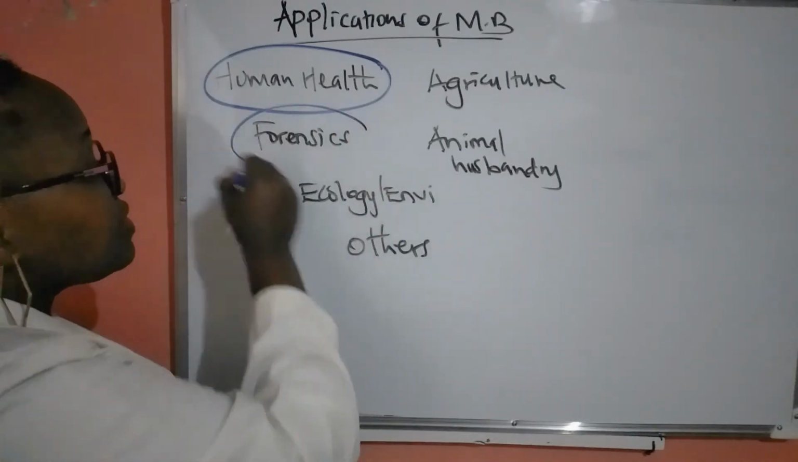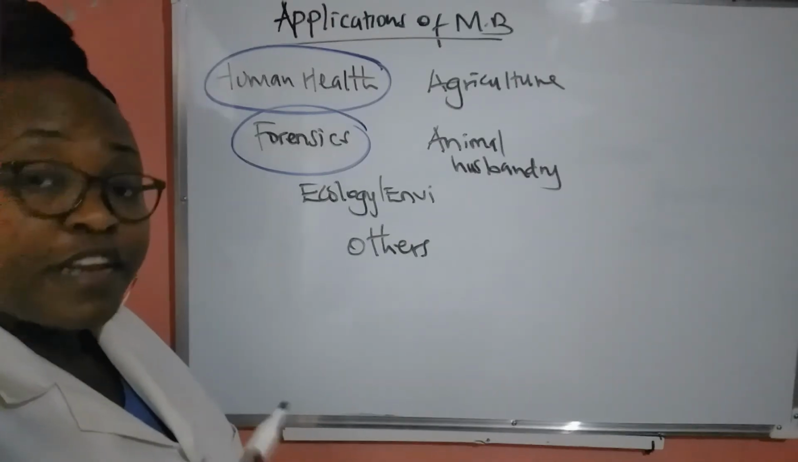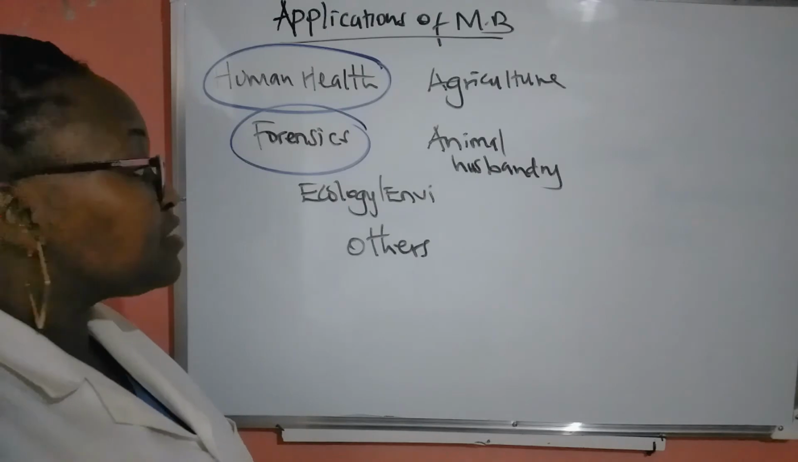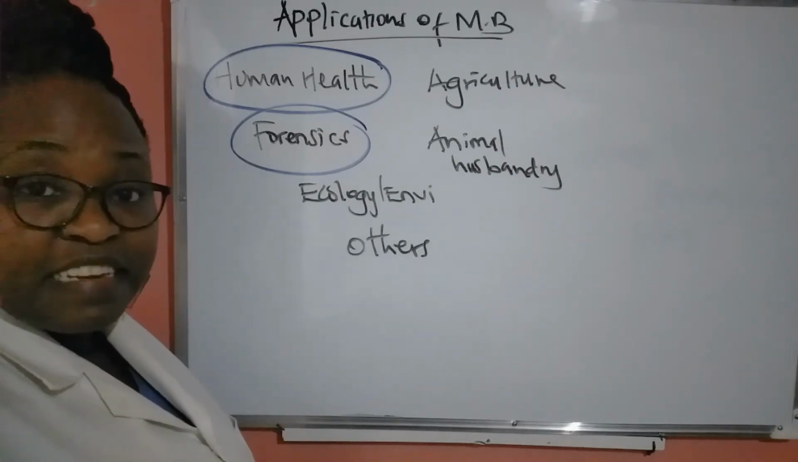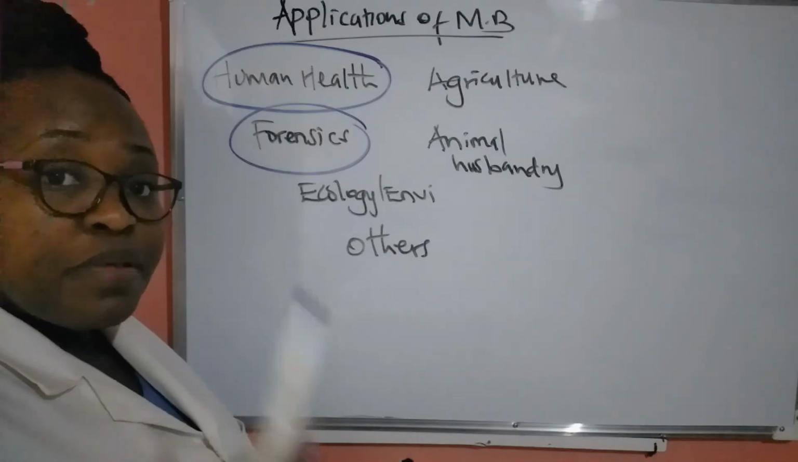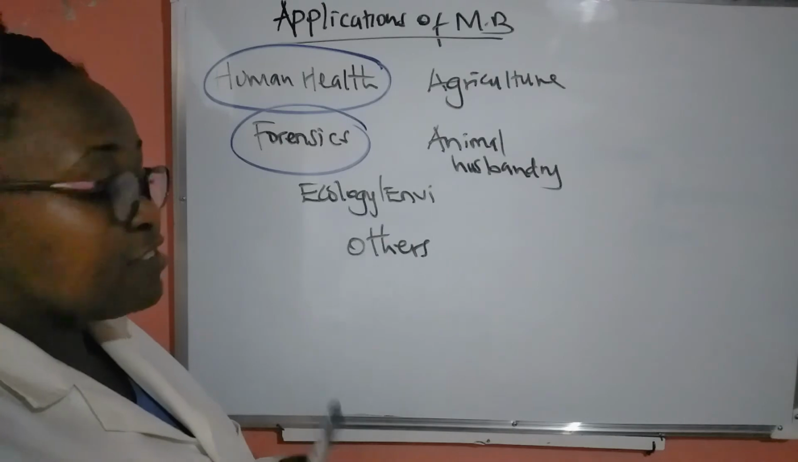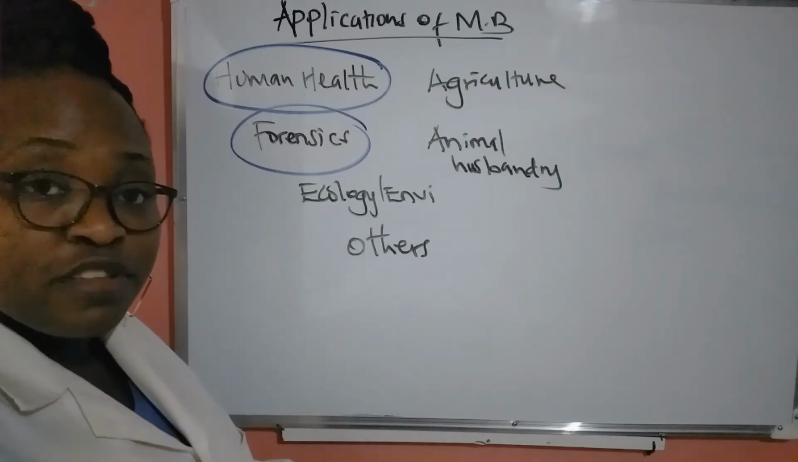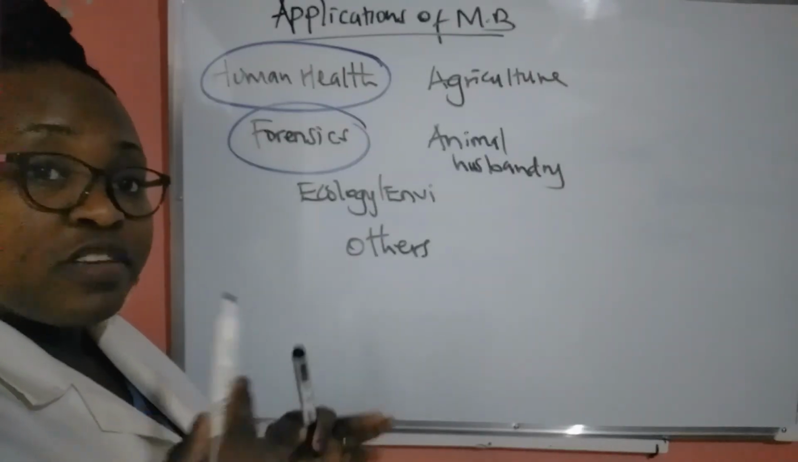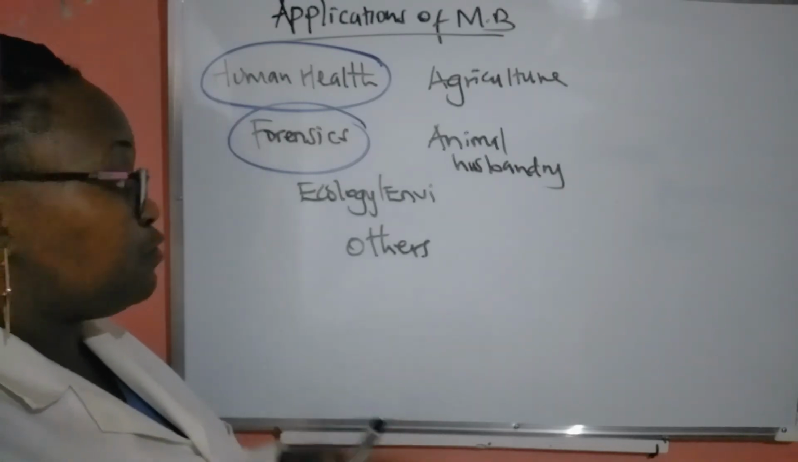In forensics, it is used in identification of persons or individuals through your fingerprints. It is also used in paternity cases, to determine who is the father of a certain child. It is also used in crime investigations by trying to pick whatever molecular substances are left in a crime scene, like hair and body fluids.